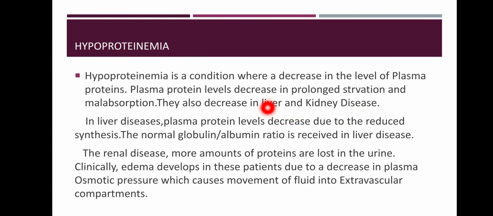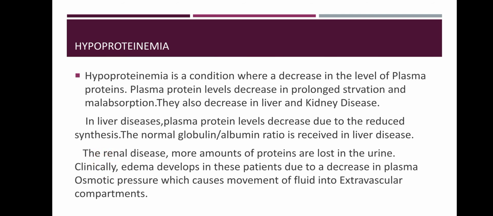Now we will see how liver disease causes this. In liver disease, plasma protein levels decrease due to reduced synthesis. Due to the reduced synthesis in liver disease, plasma protein levels are decreased, and a reversed albumin globulin ratio is seen in liver disease.